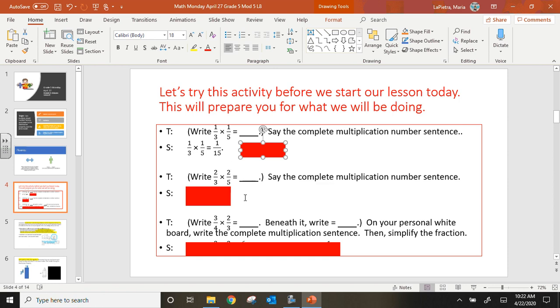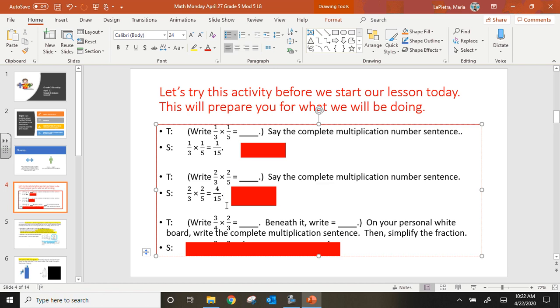Okay? The next one, write 2/3 times 2/5. Go ahead and write your answer. Okay, let's say this together. 2/3 times 2/5 equals 4/15. 2 times 2 is 4. 3 times 5 is 15. You're multiplying your numerators across, and then you're multiplying your denominators across.